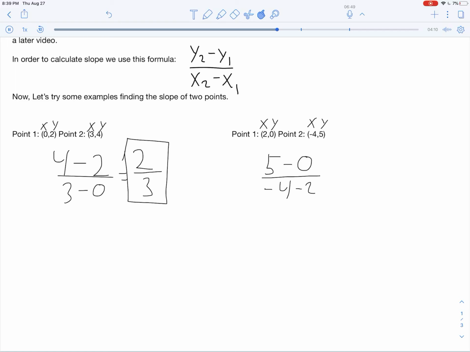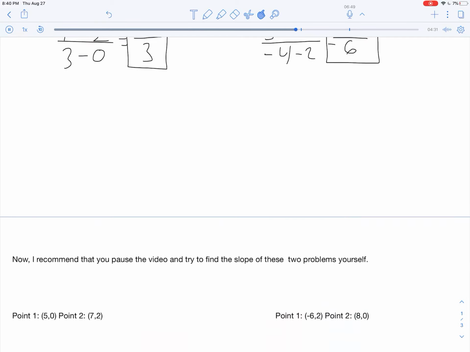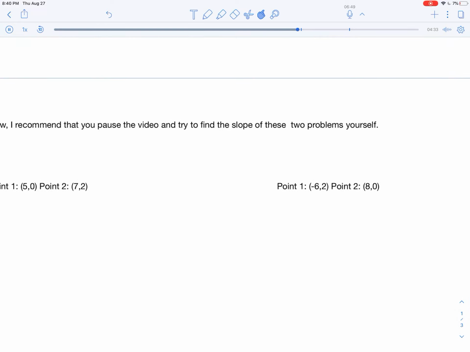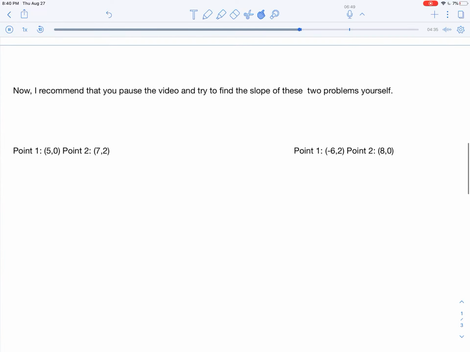So now we have 5 minus 0 is equal to 5. And we have negative 4 minus 2, which gives us negative 6. So simply, our answer is 5 over negative 6. Okay, so I recommend that you pause the video and try these two slope problems yourself.